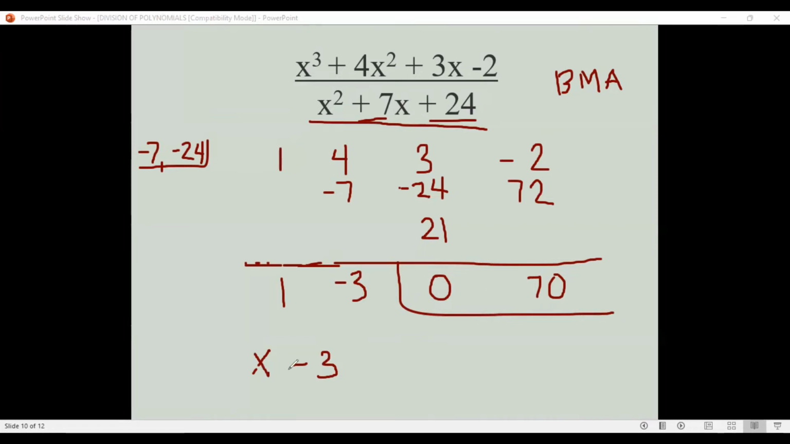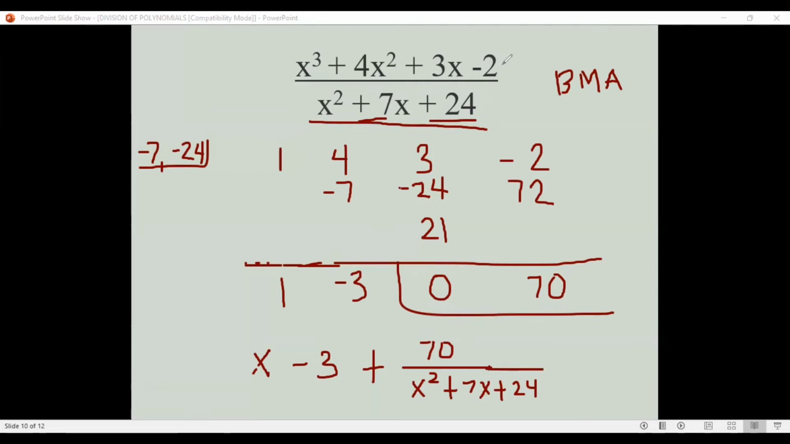So we have now x minus 3 plus, we just have to copy that 70 all over the denominator now, which is actually your divisor, x squared plus 7x plus 24. Okay, so that is how we deal with division by trinomial using your synthetic division.